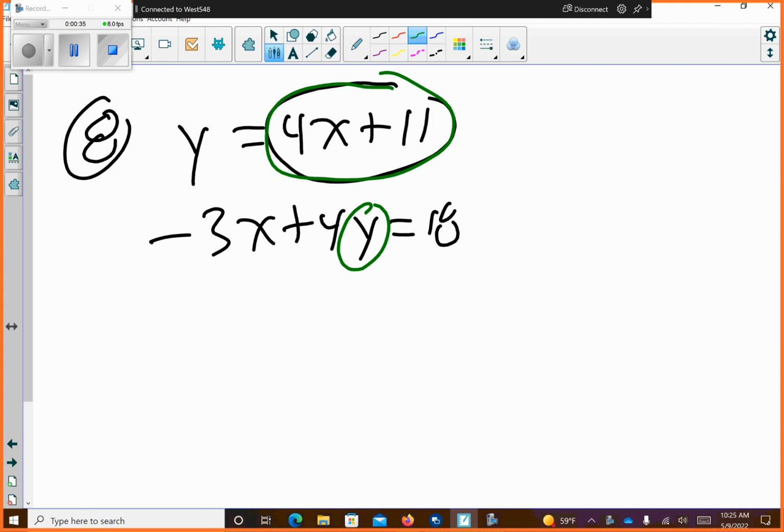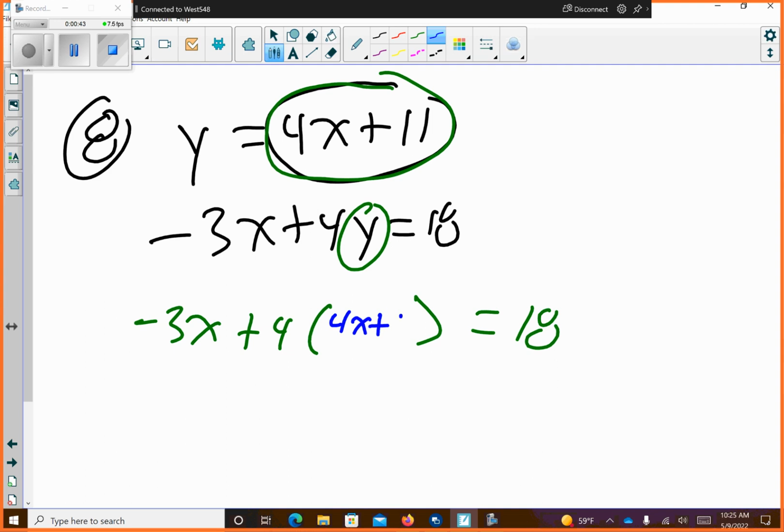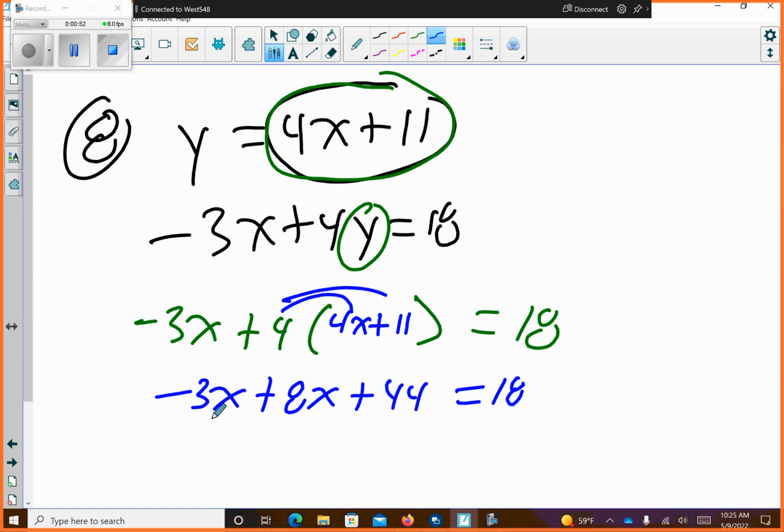So when I plug that in, I get negative 3x plus 4 parentheses equals 18. Inside those parentheses, I'm going to put the 4x plus 11. Make sure you distribute over on this. So I get negative 3x plus 8x plus 44 equals 18. Combine these like terms, so that's 5x plus 44 equals 18.